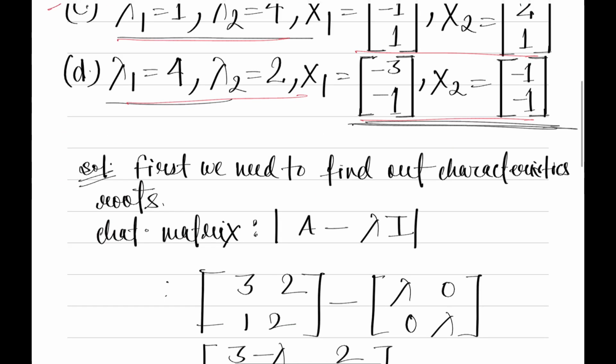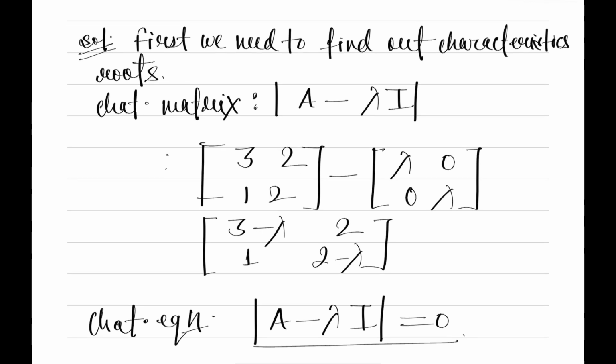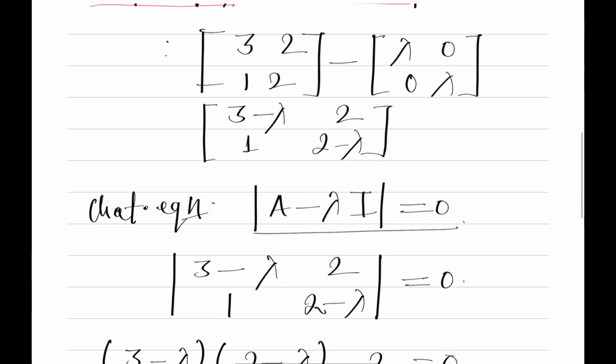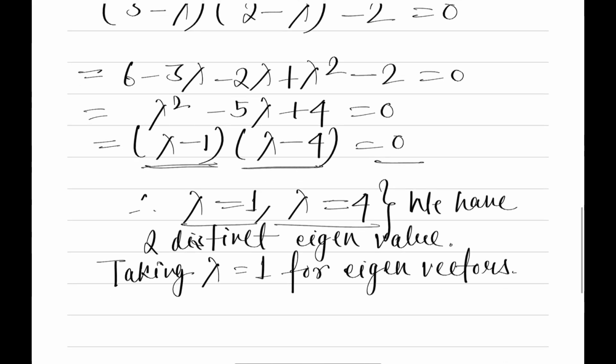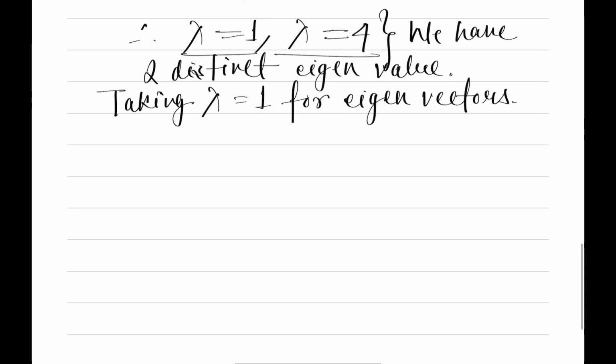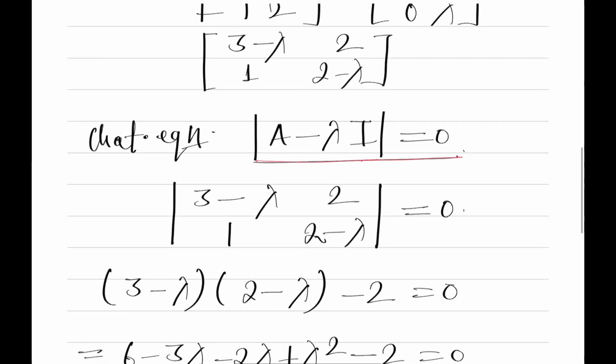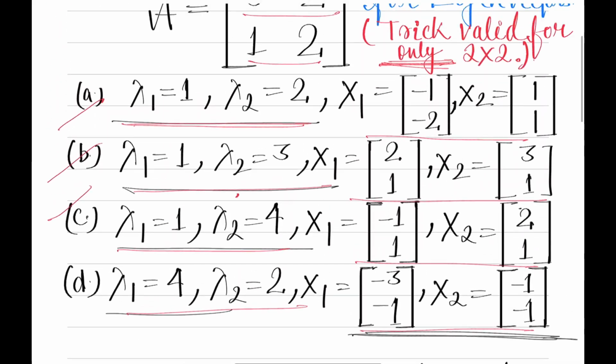So first we need to calculate our characteristic roots, from the characteristic matrix, which is A minus lambda I. We get the characteristic equation as determinant of A minus lambda I equals 0, and now we get the values of lambda as 1 and 4. Up to here the process is the same. We have to calculate lambda. There is no shortcut for lambda.